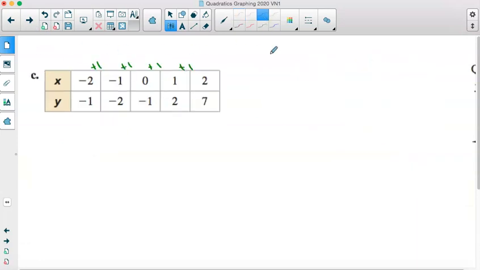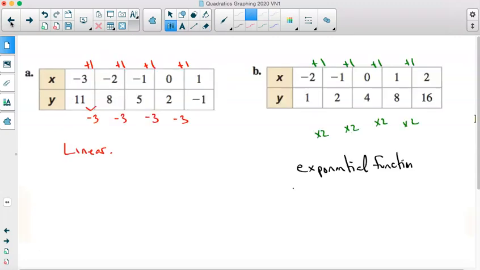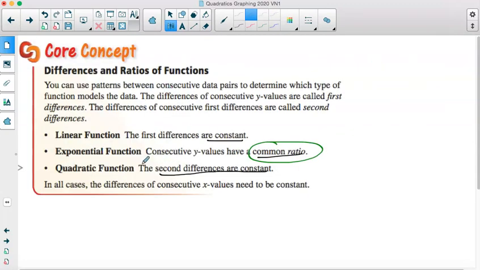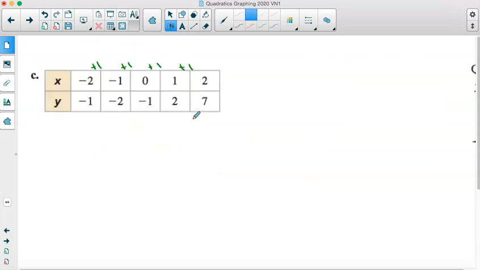And our last one. So we did linear, we did exponential. This one's going to be quadratic. But let's see what's going on here. I'm going to come back to the definition here. The quadratic second differences are constant. So let's see that, the second differences.